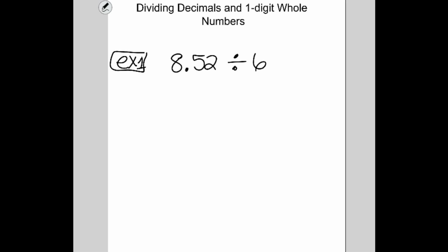We're going to set up our house just like we normally would. The dividend still goes inside the house, which is 8.52. And the divisor still is on the outside of the house. Now the next step, because the whole number doesn't have any decimals in it, we can just simply divide out. What we do is bring the decimal point up in our answer so that we don't have to worry about it. And then we'll go ahead and start getting our multiples for 6.